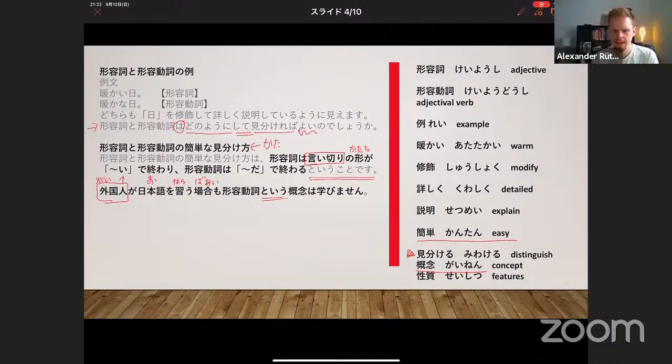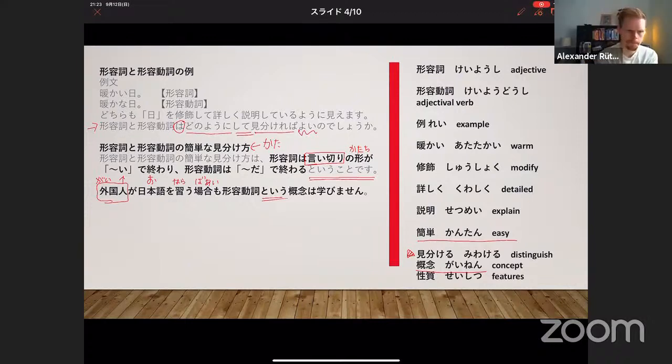概念 means concept, or notion. 概念は学びません. As in the case, foreigners learn Japanese, then they don't learn the concept of keiyoudoushi.